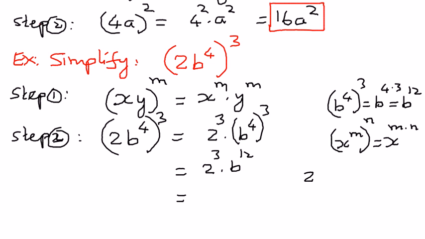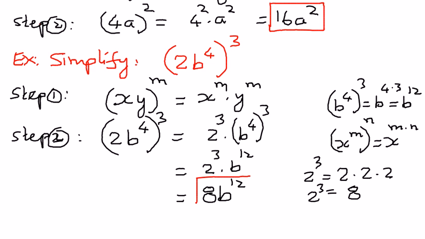simplify 2 to the power of 3. The base term here is 2, the exponent here is 3, so the number of times the base term needs to be repeated is 3 times with multiplication, 2 times 2 times 2. Therefore when we simplify that, 2 times 2 is 4, 4 times 2 is 8. So 2 to the power of 3 we can write as equal to 8. So therefore 8b to the power of 12 is our answer. This is where we want to leave it.